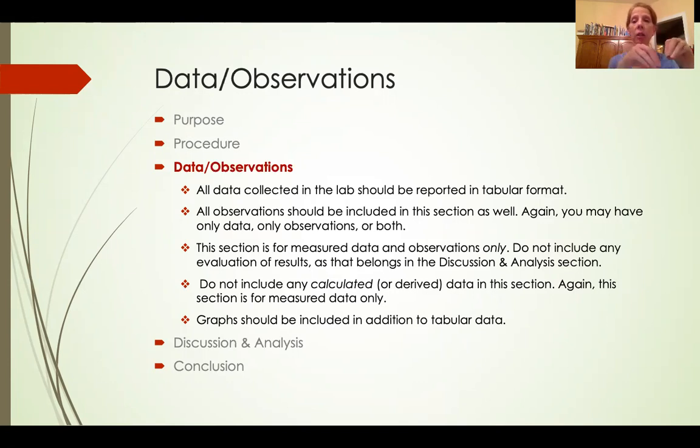This section, the data section, is only for measured data, okay? You're not going to include any calculated, that's what we call derived data. The calculated or derived data will be in your analysis. So this is only for data that you measured as part of the experiment, but it should be included in tabular format. And then if you had a graph, you would also include that in this section. So what would that look like?